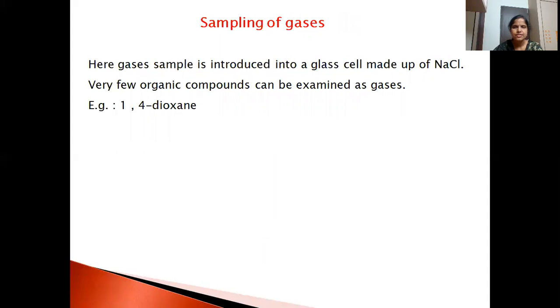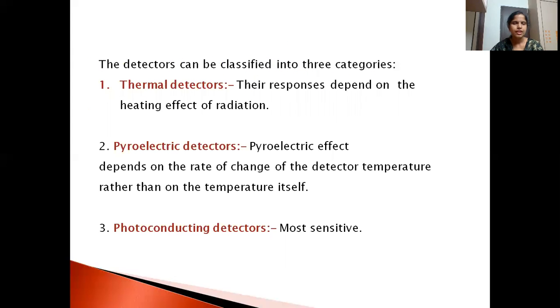Then gases. If the sample is in the form of gas, it is just introduced into a glass cell made up of sodium chloride. Generally, few organic compounds can be examined as gases, for example 1,4 dioxane. If we have gases, we can directly fill them into the cuvette, which is made up of sodium chloride.